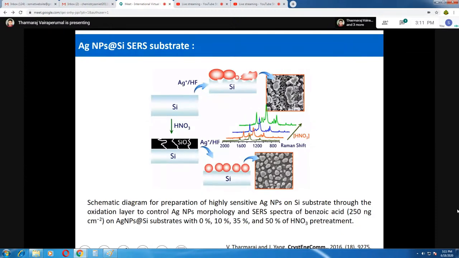So, silver nanoparticles on the surface of a silicon substrate. On the top of that, it is practically a classic method. Silver nanoparticles on the silicon substrate from a galvanic reaction using HF and silver nitrate. With excess HF, it is etching the silicon surface, and the coagulation of silver nanoparticles also occurs.